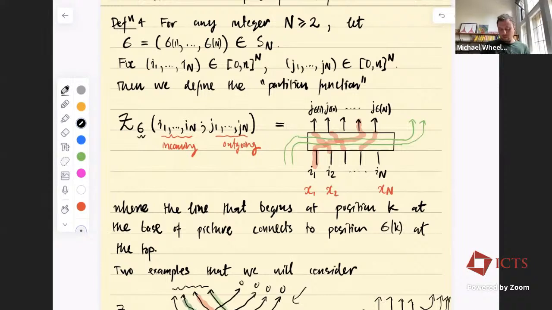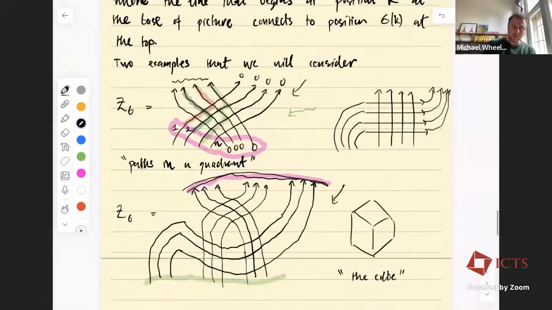Just to conclude, this particular definition is not going to be too important in the coming talks. I just wanted to set things up at a fairly general level, but in what follows, we'll almost always be dealing with these kinds of pictures, and then there will be no confusion.